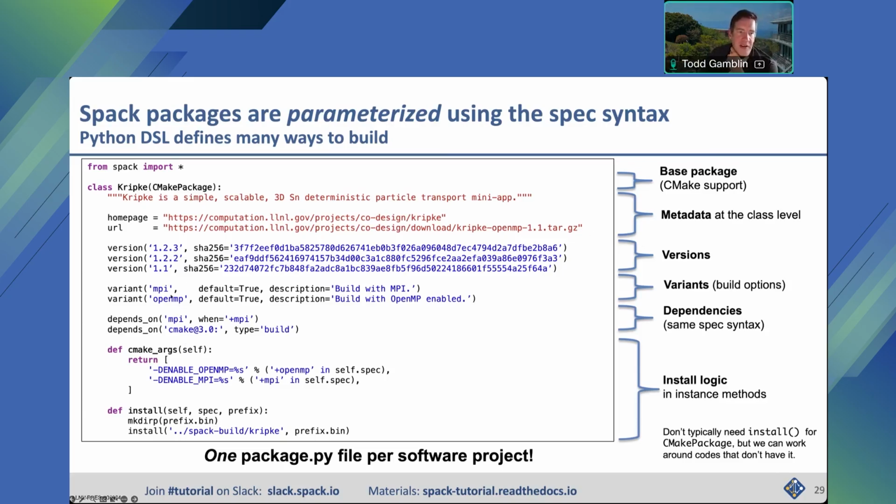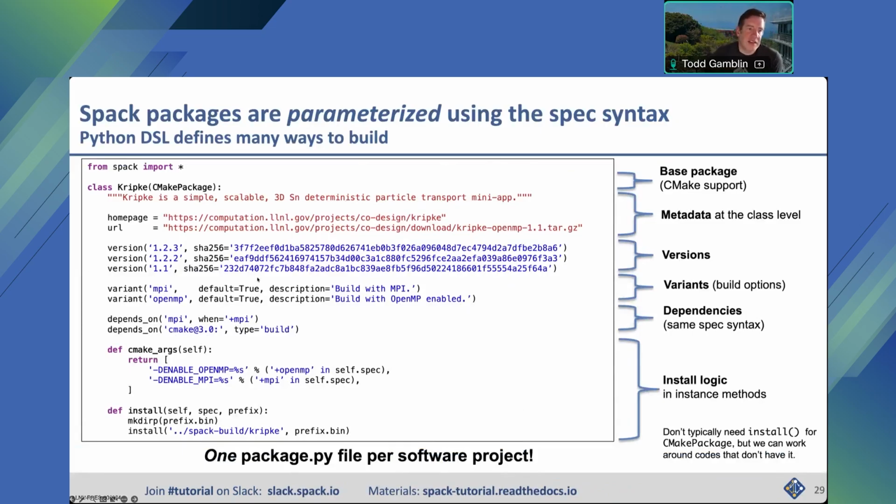These are variants, and they're just build options. So this particular package can have MPI enabled or not enabled. It can have OpenMP enabled or not enabled, and they both default to on here. And then there's dependencies specified down here. So it depends on MPI, when plus MPI, so that's when MPI is enabled. And it depends on CMake at 3.0 or higher, and it's just a build dependency. It's only needed at build time. It's not needed at other times.